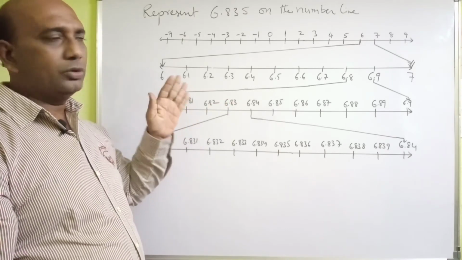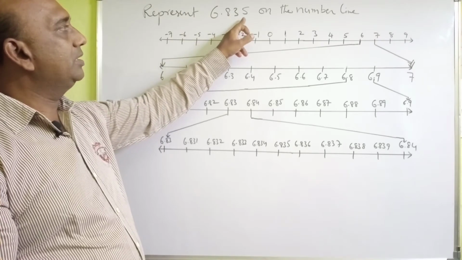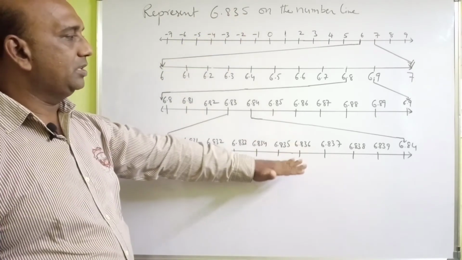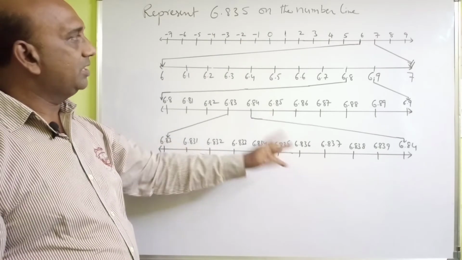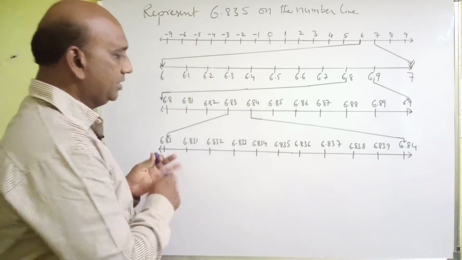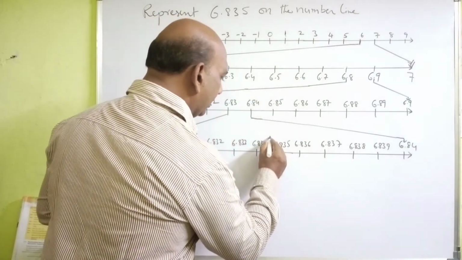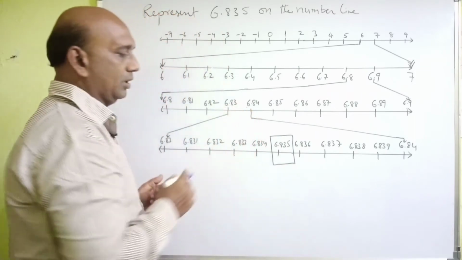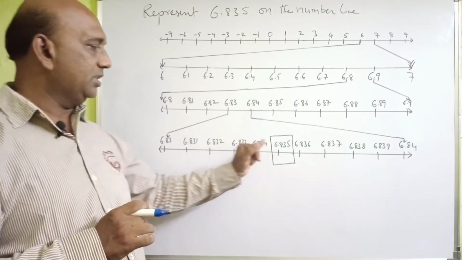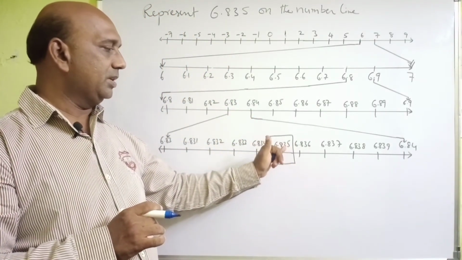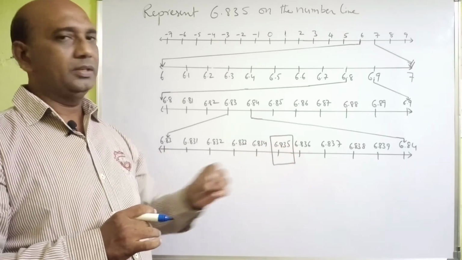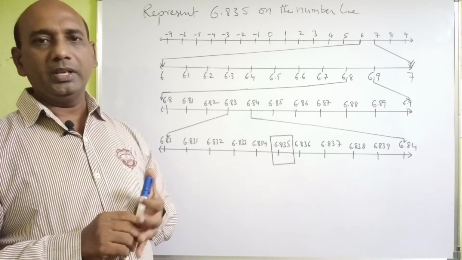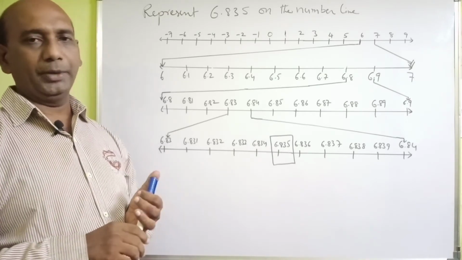Now what we have to represent is 6.835. So we got this rational number on this number line. Where is that 6.835? This is 6.835, and we draw a box highlighting this answer. So 6.835 is represented on the number line. Like this, we can represent any terminating decimal on the number line.